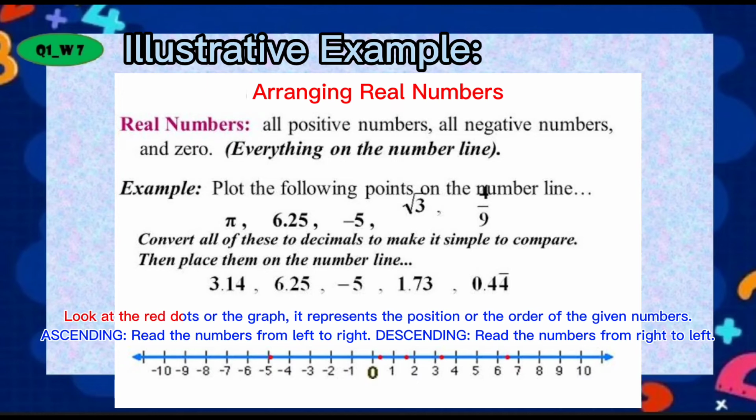Look at the red dots on the graph. It represents the position or the order of the given numbers. For ascending order, read the numbers from left to right. And for descending order, read the numbers from right to left.